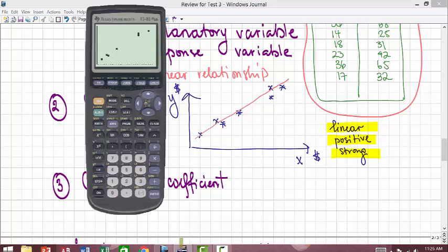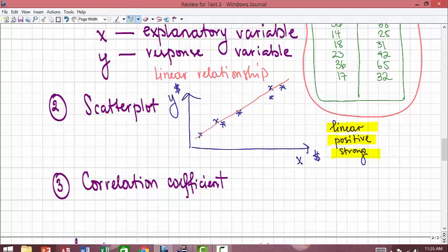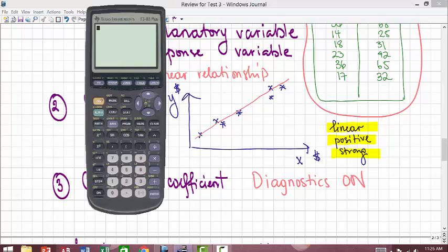Now the correlation coefficient will actually tell us how strong that is, right? So to compute the correlation coefficient, there's one thing that we need to remember. We need to turn the diagnostics on. How do I do this? You go to second catalog, and I need to find D, so it's this letter here. Diagnostics on, enter. Okay, and now when I compute my linear regression line, it will also produce the correlation coefficient.